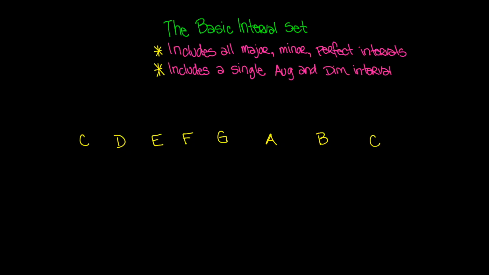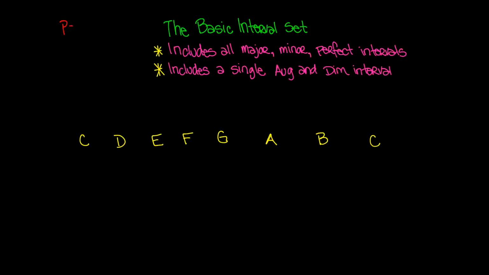The reason for that is augmented and diminished intervals aren't as important to memorize if you're a casual musician. But if you are a casual musician, it is really important to memorize all the others. So let's go ahead and get started. I have below written a C major scale, and we're going to start labeling this. Let's make a couple of quick reminders here.